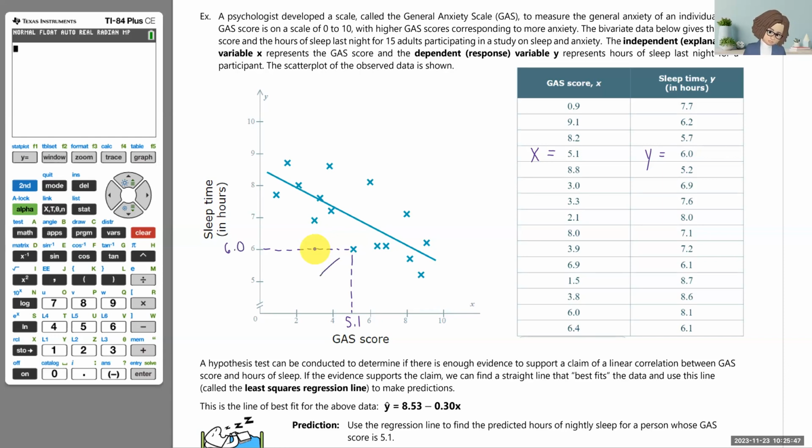So every one of those points has an X value and a Y value for each of our participants. All right, so I'm going to say here that each of these XY ordered pairs is what we actually observed in our data.